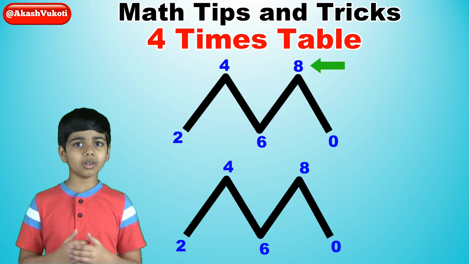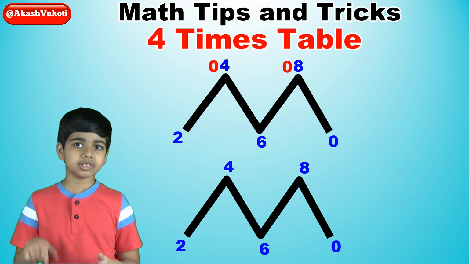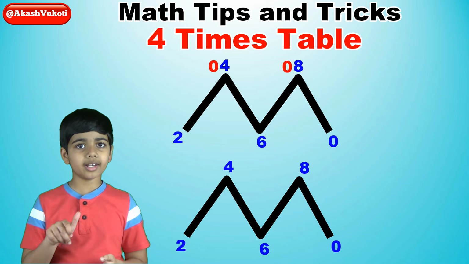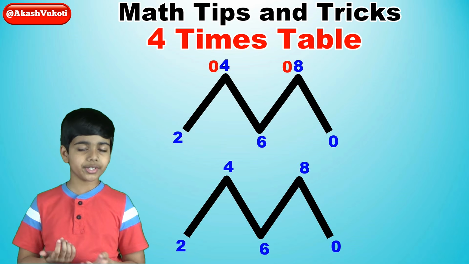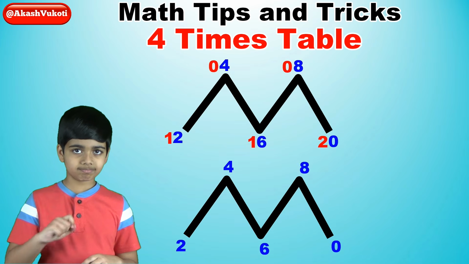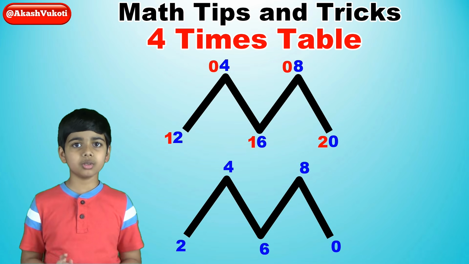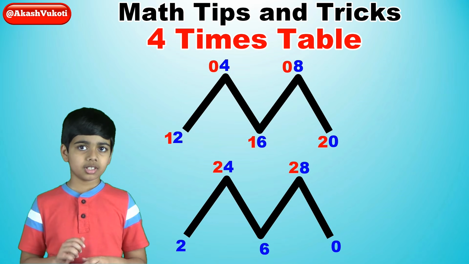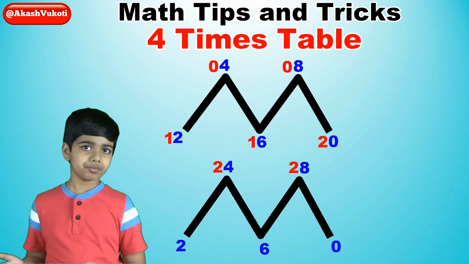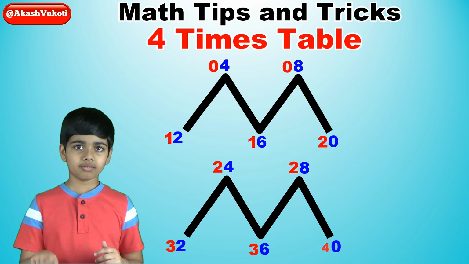For the top row of the first M, just write 0. So 0, 0. For the bottom row of the first M, write 1 except for the last one. There we write 2. So 1, 1, 2. For the top row of the second M, just write 2. So 2, 2. And for the bottom row of the second M, write 3 except for the last one. There we write 4. So 3, 3, 4.